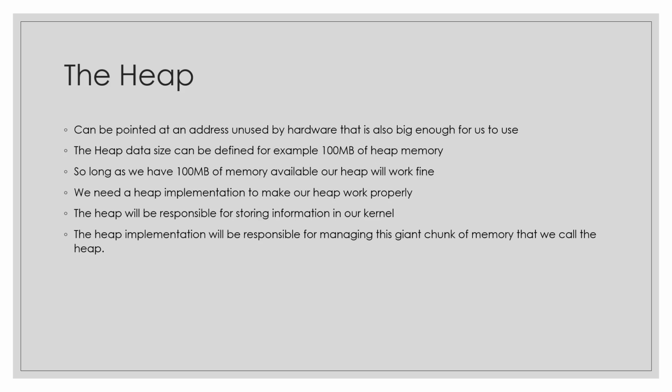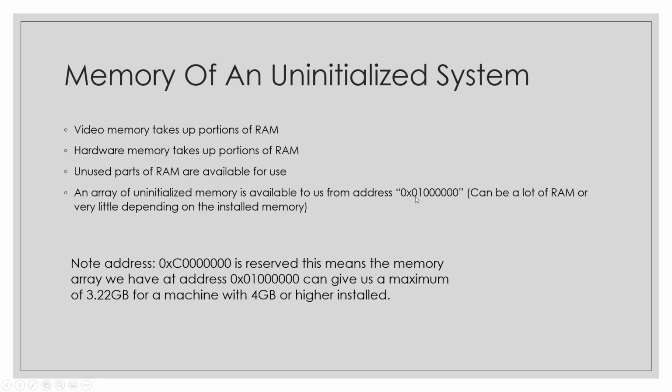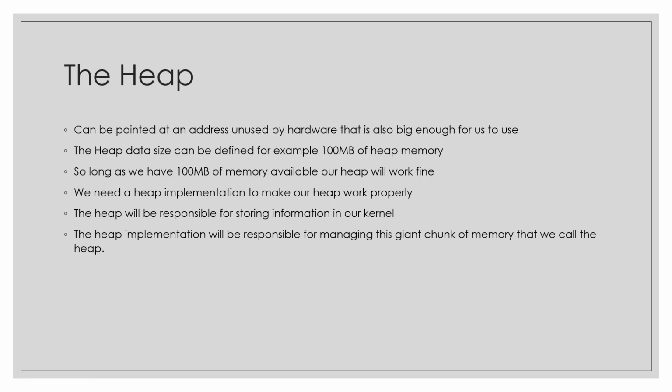So a heap is essentially a giant piece of memory. That's all it is. So we can point our heap at this address I mentioned here, the uninitialized memory at this address. And then assuming you have 4 gigabytes installed, that gives us around 3 gigabytes to play with. So that's all a heap is. It's just a giant memory region. So we point at our heap address here, and we create a heap implementation that manages that heap memory, that giant chunk of memory. And that is what your heap is essentially. So for example, we could decide that we want a 100 megabyte heap. And as long as we have 100 megabytes of memory available to us, our heap will work absolutely fine.